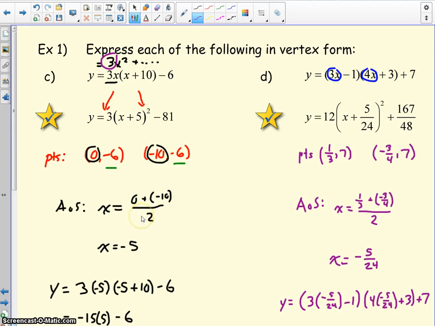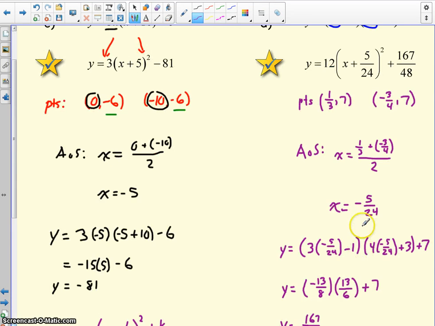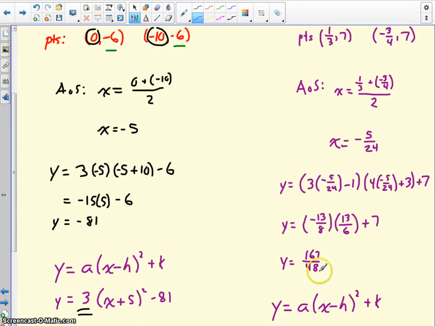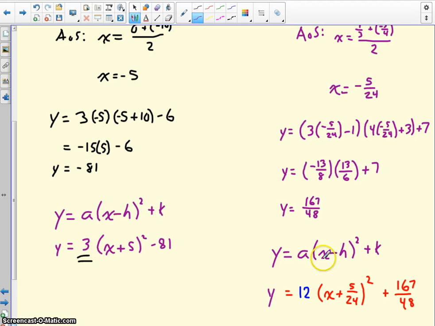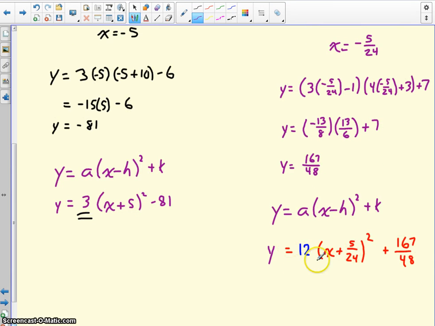Okay, with D, the process is the same, just with slightly uglier numbers. With each of these factors here, you wind up with points with x values of 1/3 and -3/4. The y value for both of these is 7. So we can use the x values to find the axis of symmetry. The axis of symmetry is slightly ugly. It's -5/24. Throw that into the equation for x, do a lot of fraction work, and get 167/48 for your optimal value. Throw that into the equation for h and k, and then again it's just a matter of finding the a value.